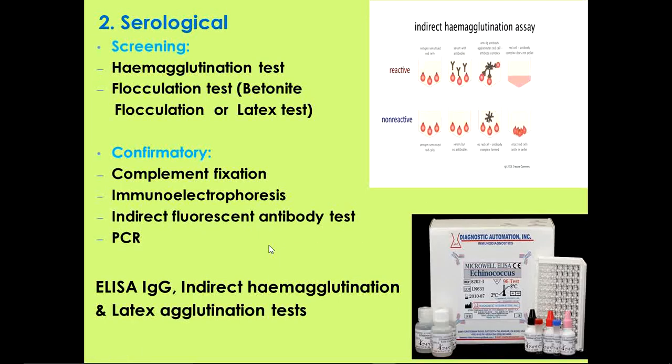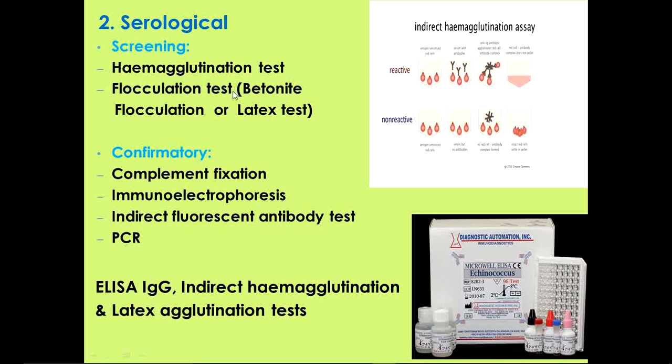Then there are certain serological tests which can be screening and confirmatory. Now again, I would suggest you not to worry about these tests, as we're going to discuss all of the details of these tests in the immunology section. So for the hemagglutination test, just remember for now that we use fresh or formalinized sheep red blood cells which are sensitized with tannic acid, and they are coated with the Echinococcus antigen.